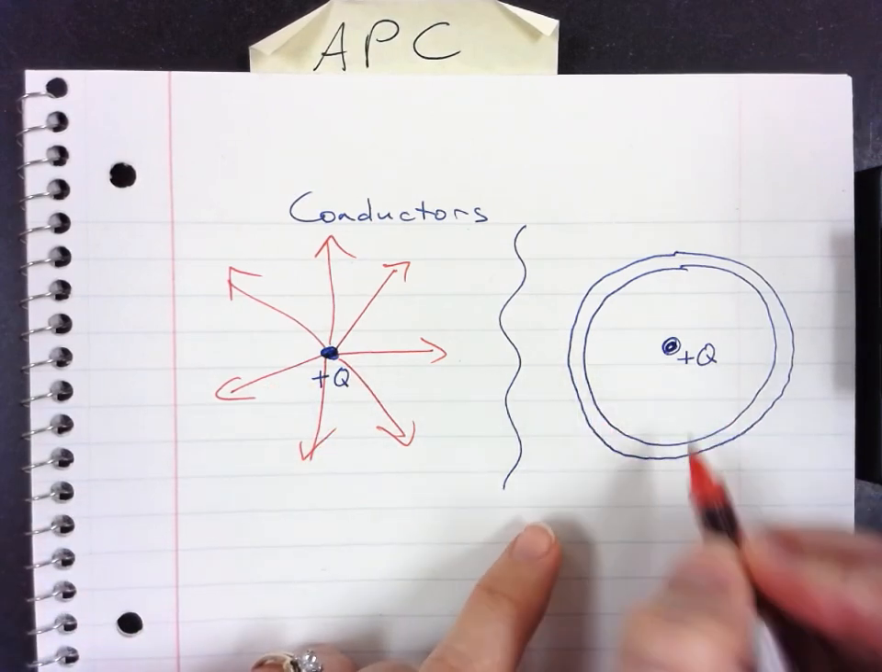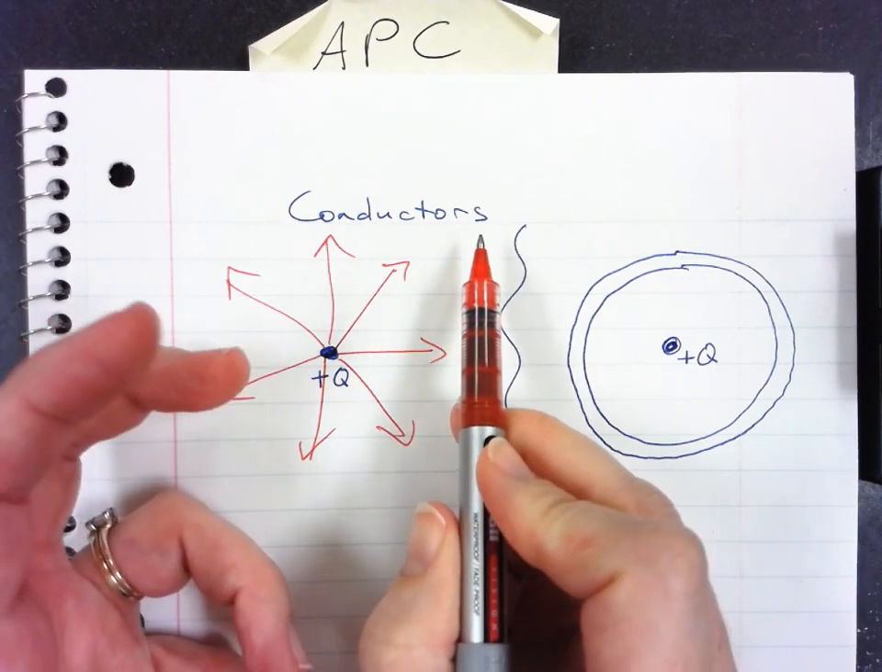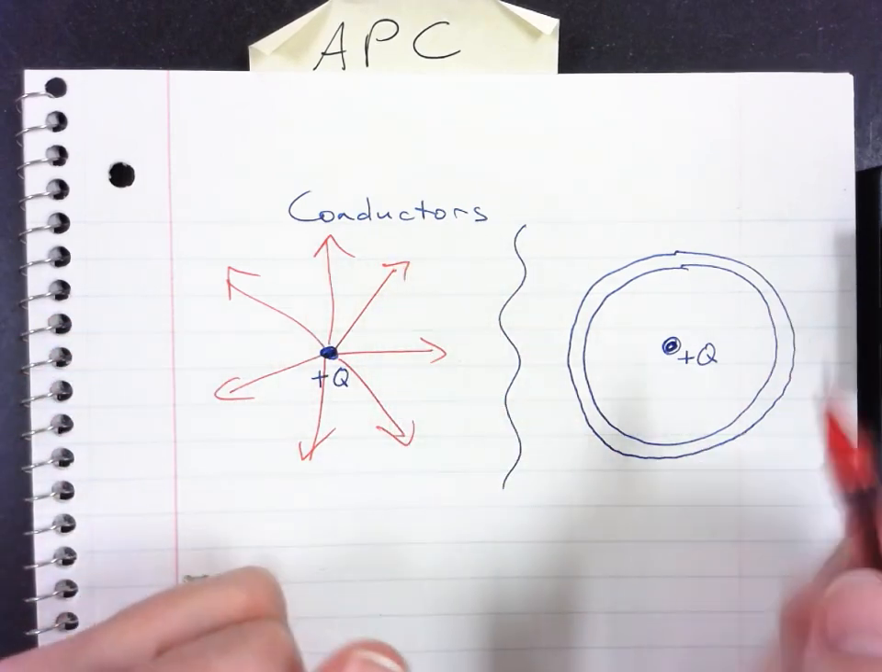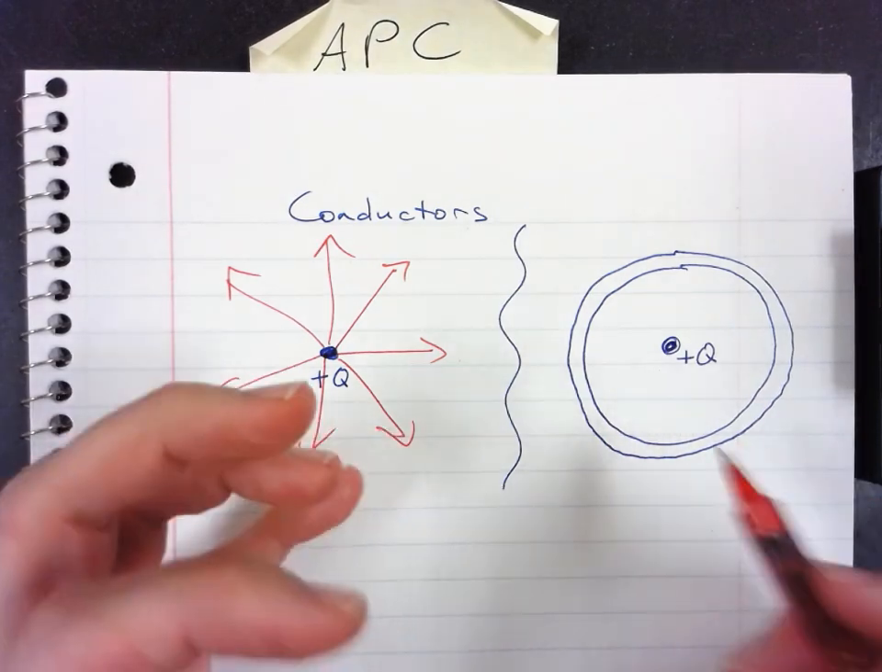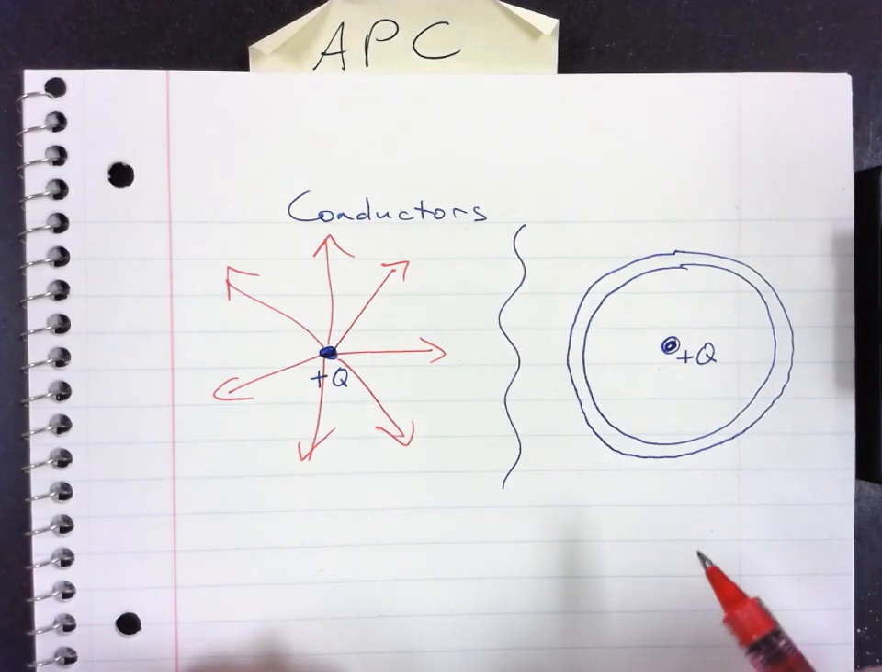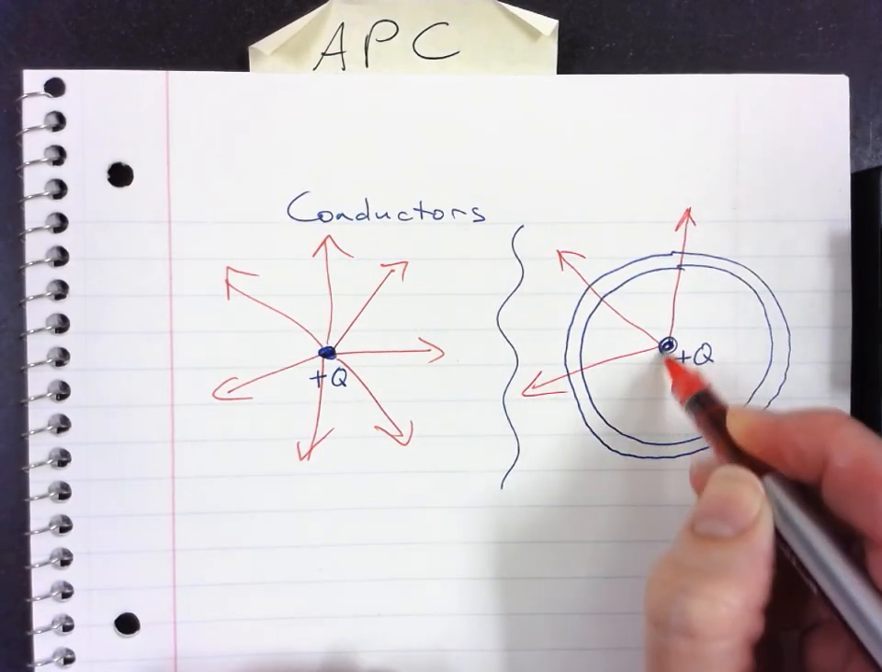But one of the properties of conductors, the only reason it's called a conductor is because it can conduct electricity. Electrons are free to move. So the electrons are going to rearrange themselves. And they are going to keep rearranging themselves depending on the electric field. So we would start off with an electric field like this.